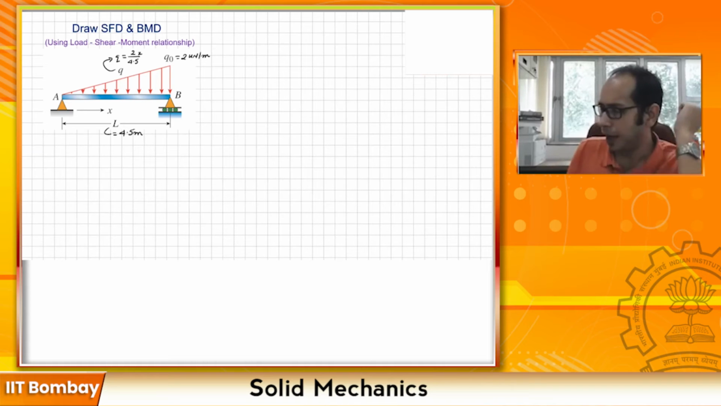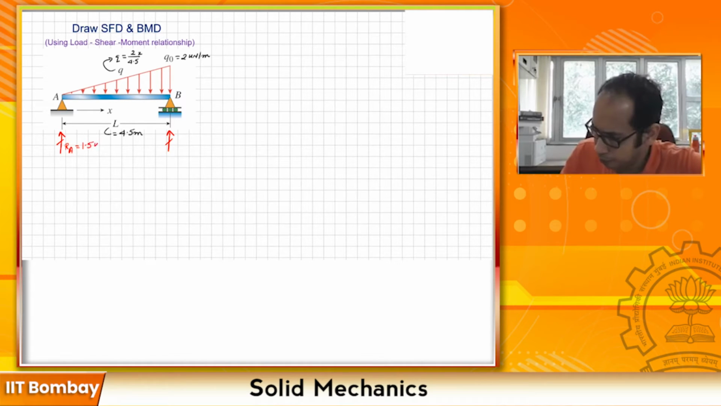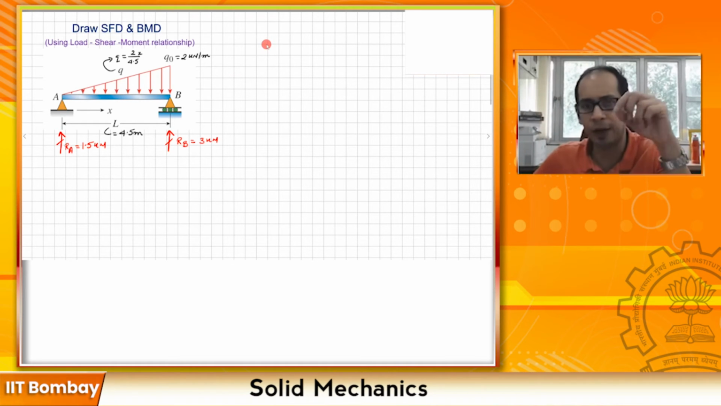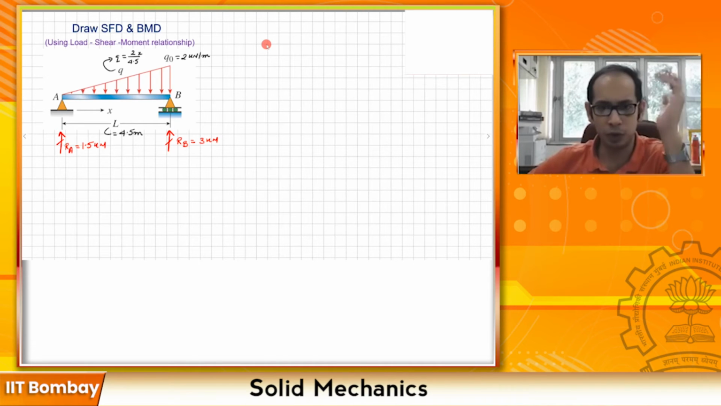For this one, I have calculated the reactions. So I will write the reactions over here. I have my RA, which comes out as 1.5 kilonewton, and here I have my RB, which is 3 kilonewton. Now for this problem, unlike the previous ones, I haven't written out the relationships, so that slowly you get a hang of things and have it in your mind what those relationships are. So we will directly jump into using those relationships.